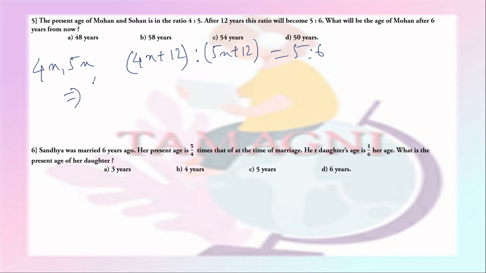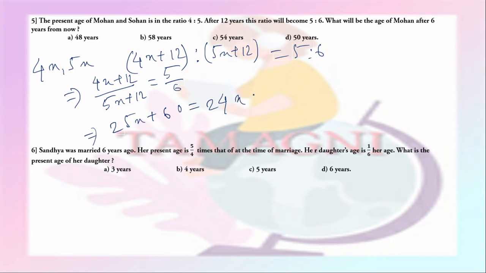So this gives 4x plus 12 by 5x plus 12 will be equal to 5/6. So this gives 25x plus 60 will be equal to 24x plus 72.